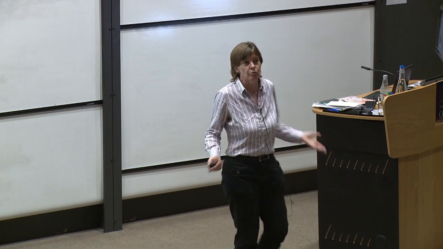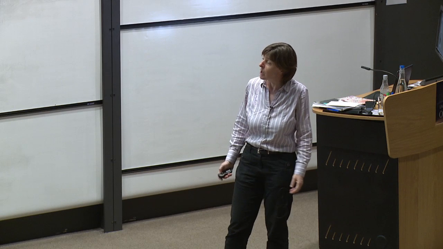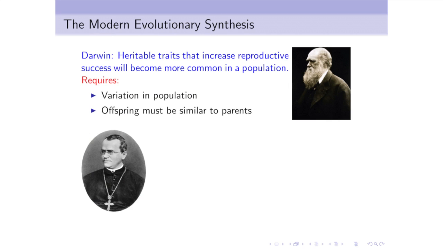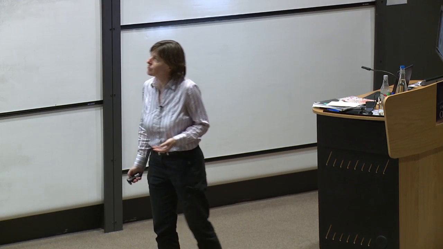So if, for example, being taller makes you more likely to have more children, and being taller is a trait that you tend to hand on to your offspring, then being taller will become more common in the population. The population will gradually become taller. And for it to make any difference to a population, it requires variability. It's no good if everyone's the same, and offspring must be similar to their parents. That variability and that heritability are given to us by Mendel.